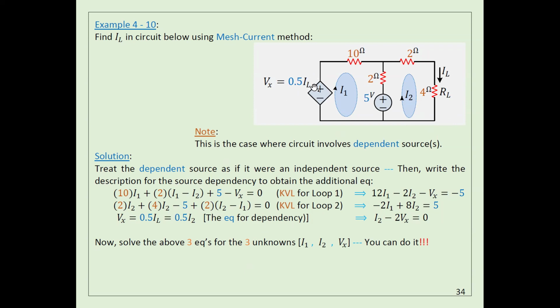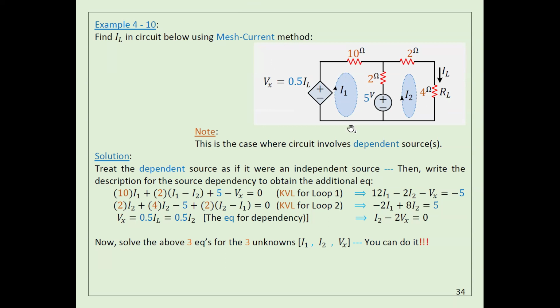So in this case, if instead of IL I make it VL, VL is actually I2 times RL. So here I'm going to replace VL by I2 times RL. Again, it's very easy. If you have any dependent source, whatever you have here, voltage or current, you have to replace it with something related to I1 and I2, so that your unknowns are going to be only I1 and I2. So let's see how we can do it.